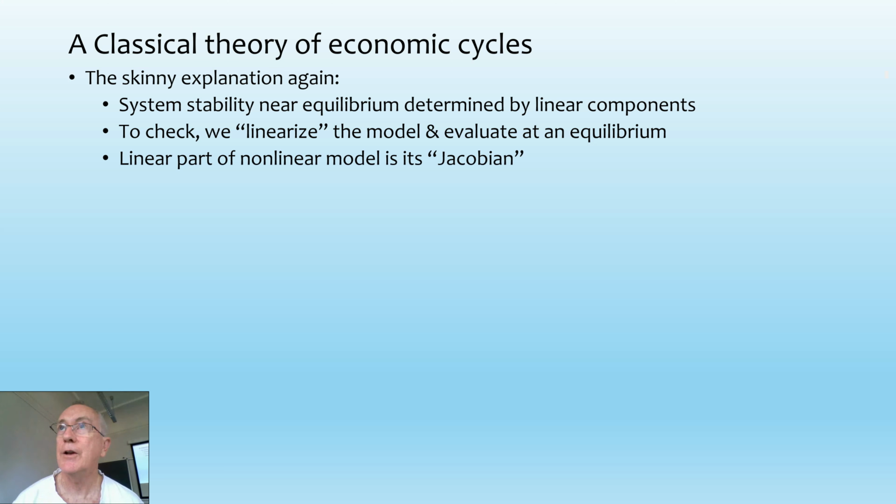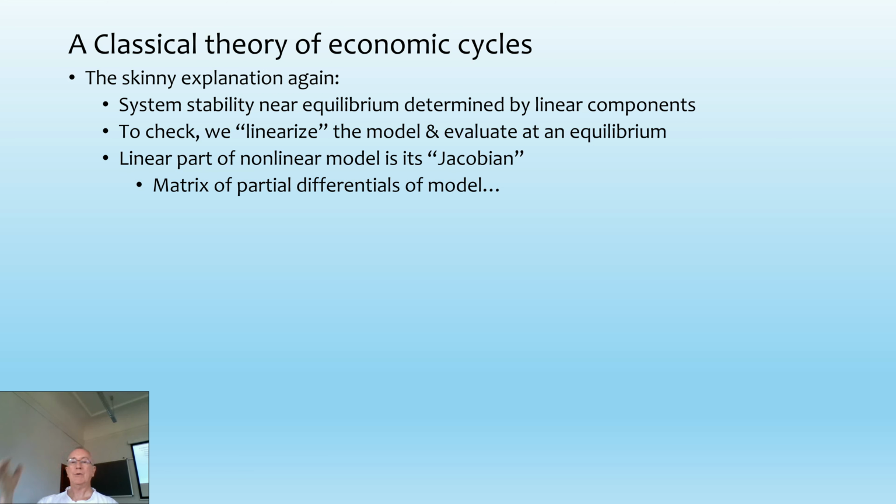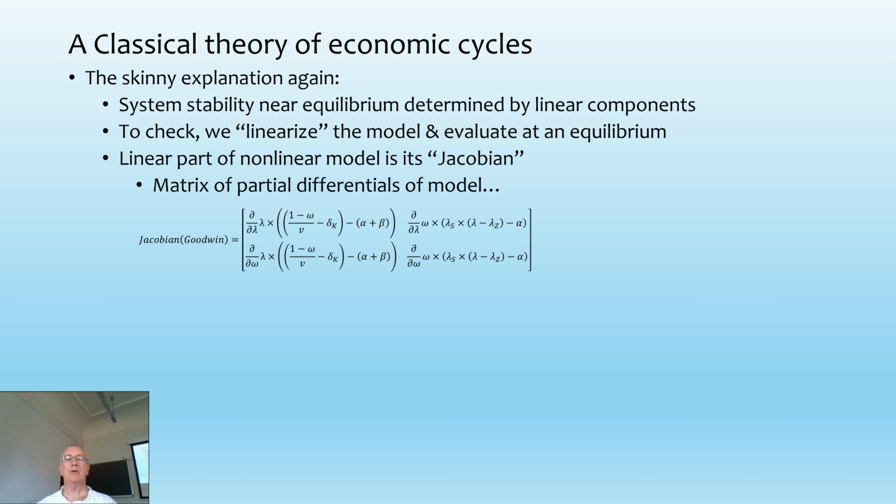Now, the linear part of a nonlinear matrix model is called its Jacobian. Okay, because I'm differentiating with respect to x when I'm looking at a single variable. When I'm differentiating with a system which has 2 variables, then I've got to have one differentiated against the other. Okay, so what you get is a matrix of what are called partial differentials. And that's the differential of the function for lambda with respect to lambda, and the function of lambda with respect to omega. And then the function for omega with respect to lambda, and the function for omega with respect to omega.